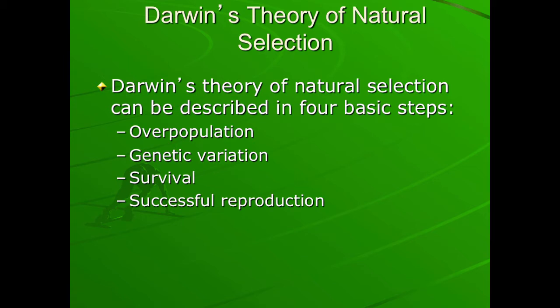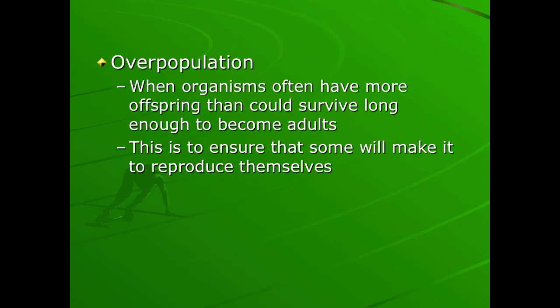So when we talk about natural selection, we have to talk about Darwin's theory of natural selection. His theory can be described in 4 basic steps: overpopulation, genetic variation, survival, and successful reproduction. So we're going to talk about all 4 of these a little bit more in detail. So overpopulation, and you don't need to write all of this, just get the main gist.